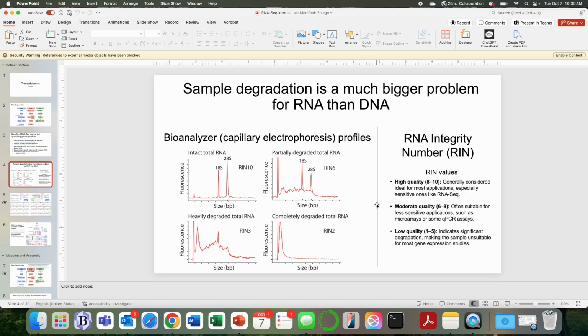Okay. Lots of sequencing centers, you send off your RNA to get sequenced, or you're doing it here at the Genome Center, if your RIN number is not 8 or better, a lot of times they won't even go forward into library prep. Okay.